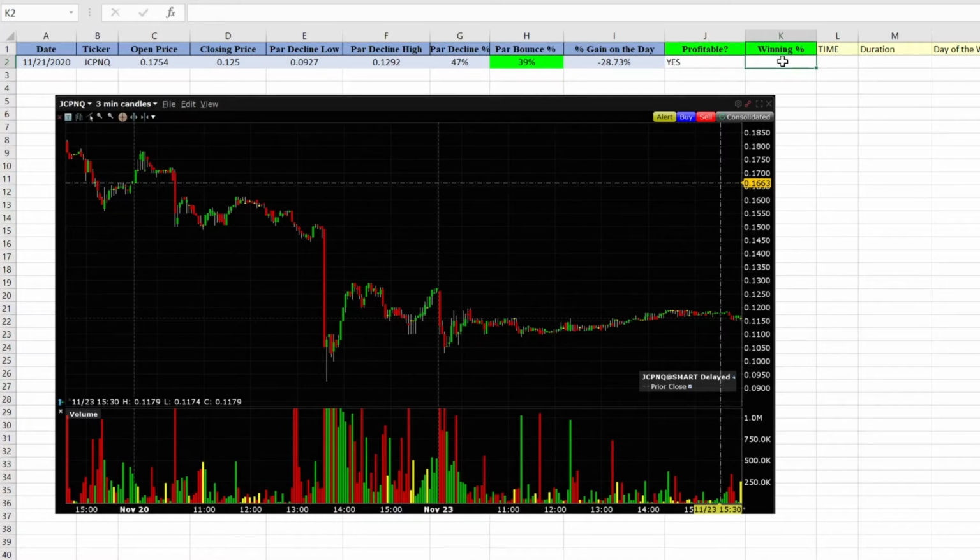Now, winning percentage, I'm going to show you this formula later, but it's basically the amount of positive outcomes divided by total number of outcomes. Now at time.